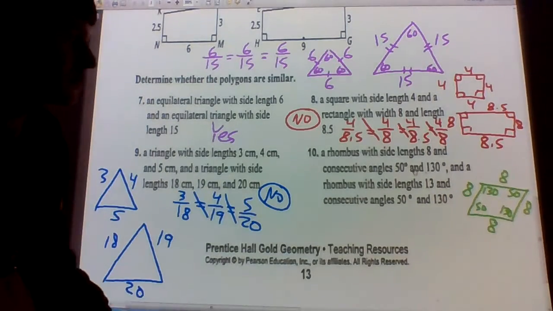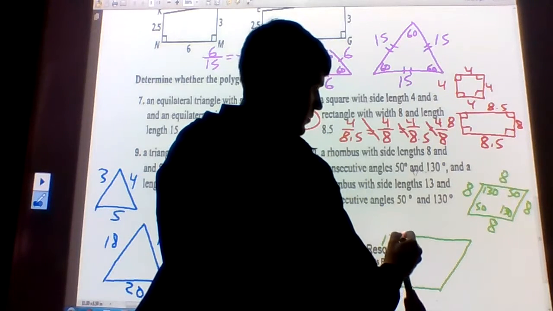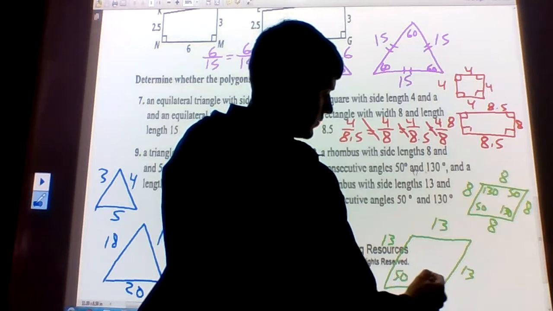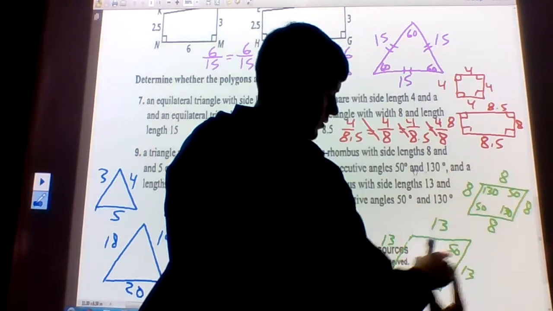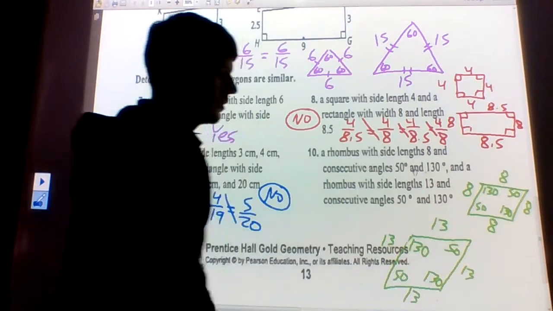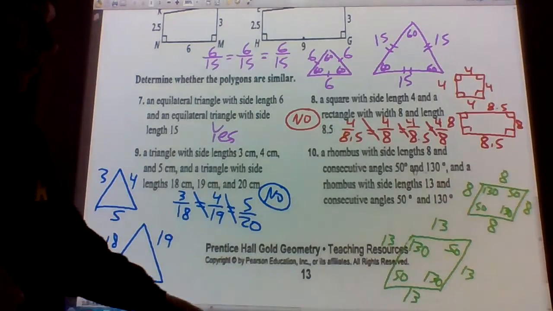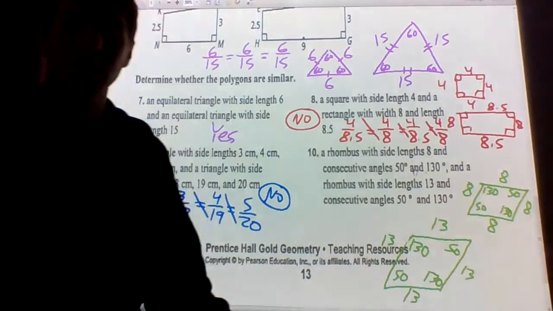Okay. And a rhombus with side lengths 13. So it's a little bigger. And our sides are going to be 13, 13, 13, and 13. And consecutive angles are 50 and 130. Oh, sorry. Opposite angles are congruent. So 4 pair of congruent angles: 50, 50, 130 and 130, 130 and 130. That's 4 pair of congruent angles.